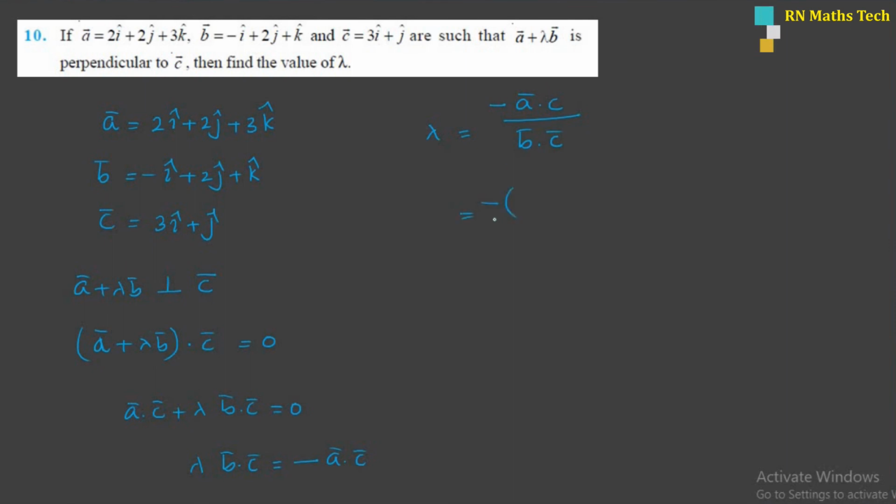That's equal to minus, what is a·c? a·c is 2 into 3, 2 into 3 plus 2 into coefficient of j is 1 plus 3 into 0, divided by b·c, which is -1 into 3 plus 2 into 1 plus 1 into 0. That is minus of (6 + 2) divided by (-3 + 2), minus 8 by minus 1, that is minus 8 by minus 1, which is 8. So λ is equal to 8.